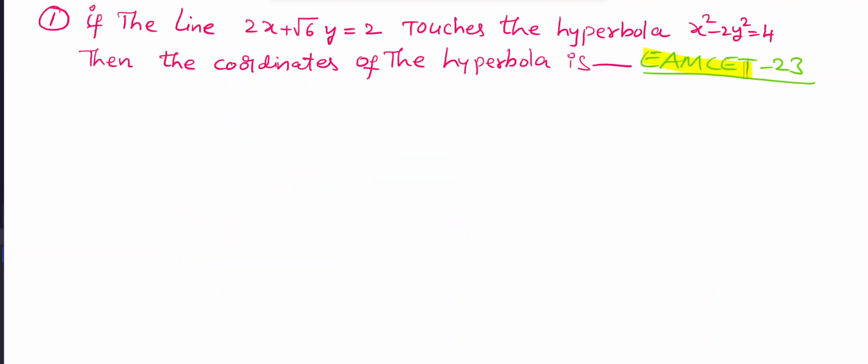This is an EAPCET 2023 question. Here is given the line 2x + √6 y = 2 touches the hyperbola x² − 2y² = 4. Then find the coordinates of the point of contact on the hyperbola. Now we find the touching point for this hyperbola.